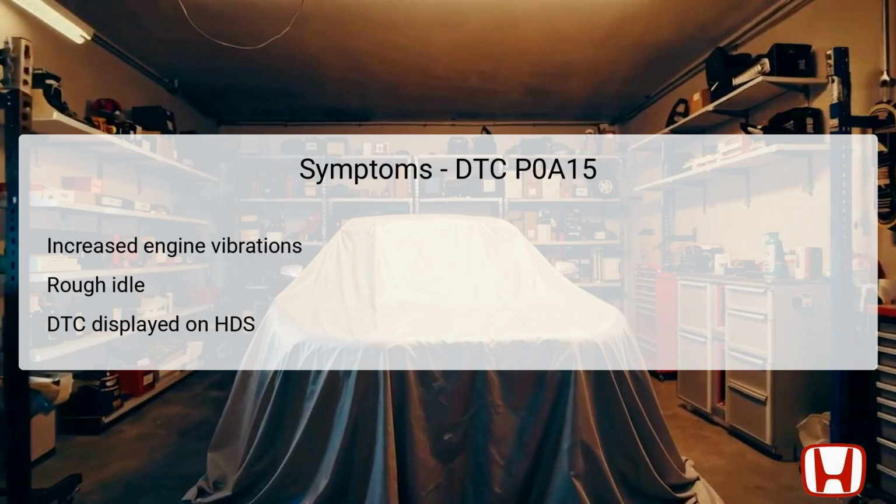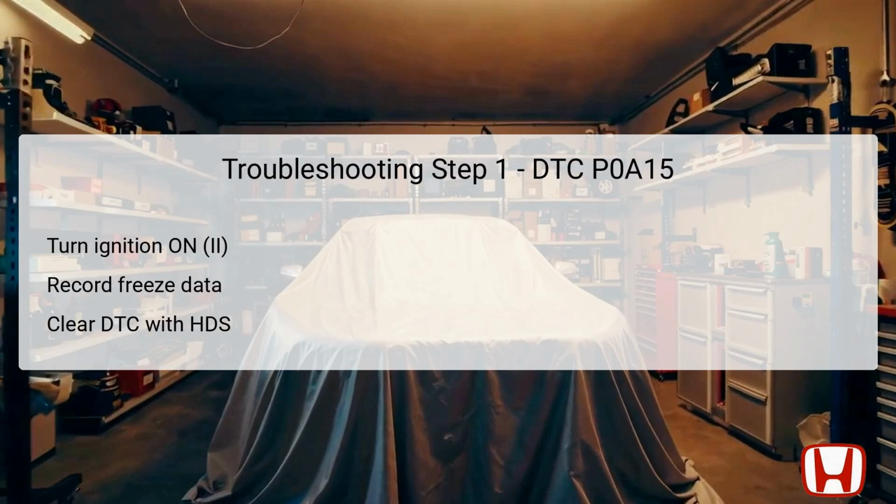Some drivers might also feel changes in the vehicle's handling and ride comfort, which are often directly linked to engine mounts malfunctioning. These symptoms collectively point to the need for immediate action to rectify the underlying issues with the engine mount actuator. The initial step in troubleshooting DTC P0A15 requires turning the ignition switch to the ON position. This action ensures that the vehicle's electrical systems are powered up to begin diagnostics.